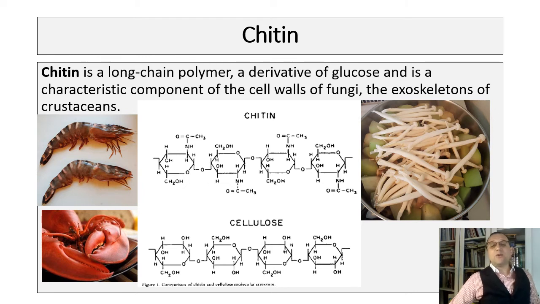Another polysaccharide that we humans cannot digest, we already mentioned, is chitin, right? You already identified that it contains nitrogen, right? Chitin is a long chain polymer, a derivative of glucose, and is a characteristic component of cell walls of fungi, the exoskeleton of crustaceans, and insects. Well, chitin is another good polymer to have in a diet, even though we cannot digest it. We do not have enzymes to break the linkages between the simple sugars of the chitins.